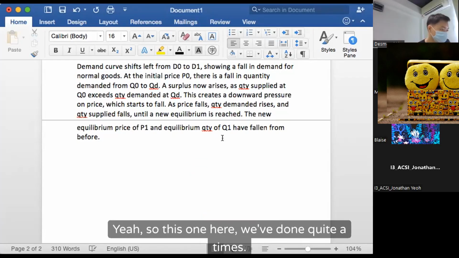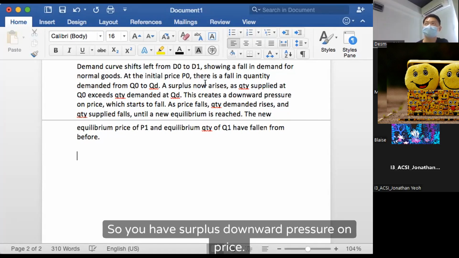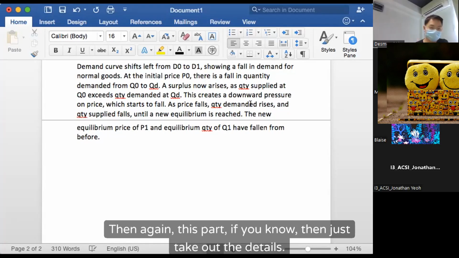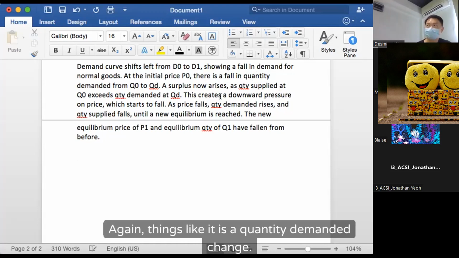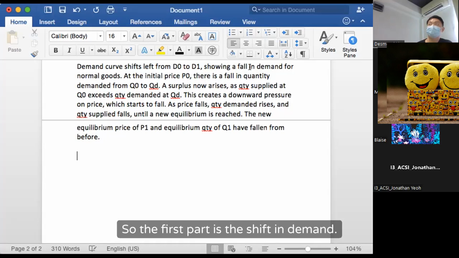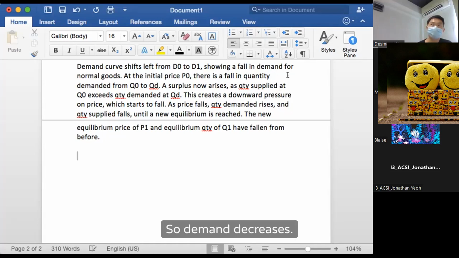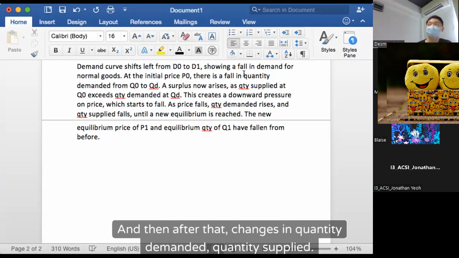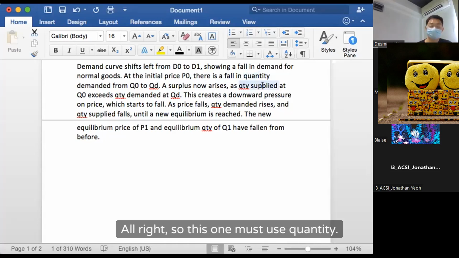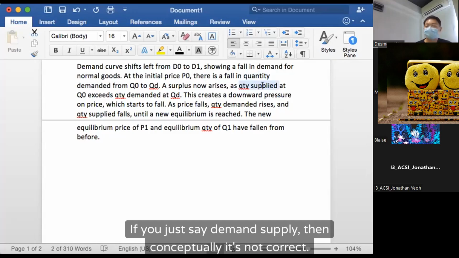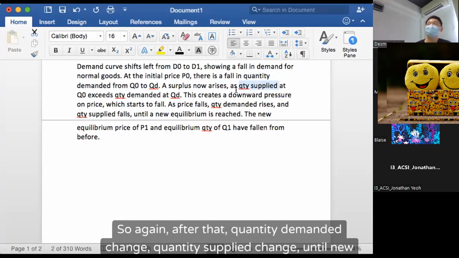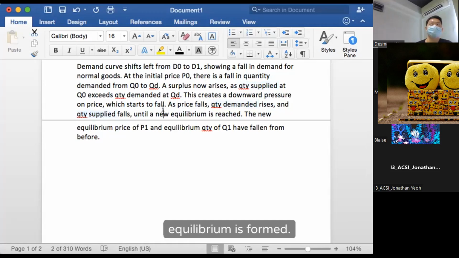This one here, we've done quite a few times now. You have surplus, downward pressure on price. Again, if you know this part, just take note of the details, like it is a quantity demanded change. The first part is the shift in demand, so demand decreases. After that, there will be changes in quantity demanded and quantity supplied. This one must use quantity. If you just say demand and supply, conceptually it's not correct. So again, after that, quantity demanded changes, quantity supplied changes, until the new equilibrium is formed.